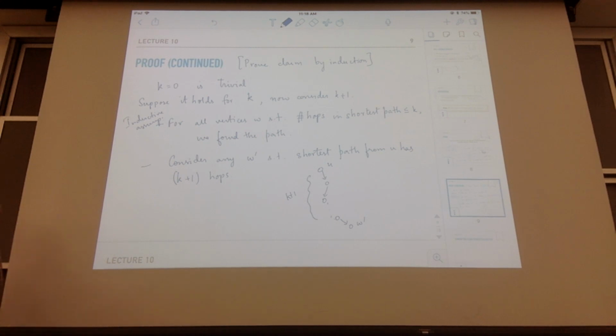Yeah. So now, what he's saying is, inductively, I know that I have found the right distance for this vertex.